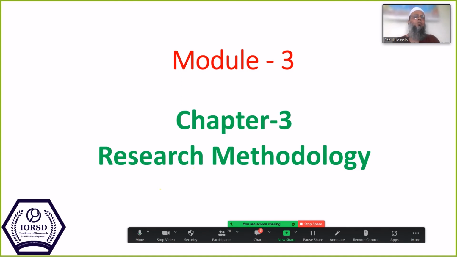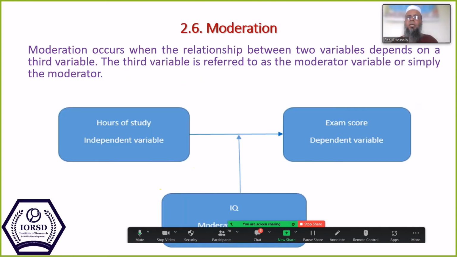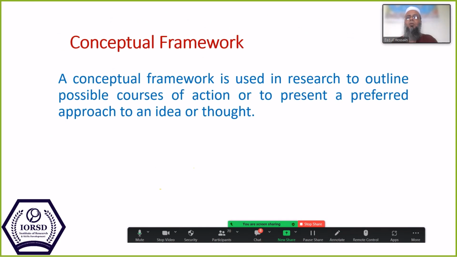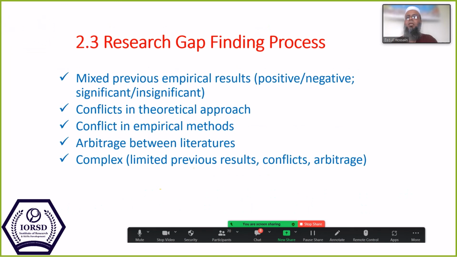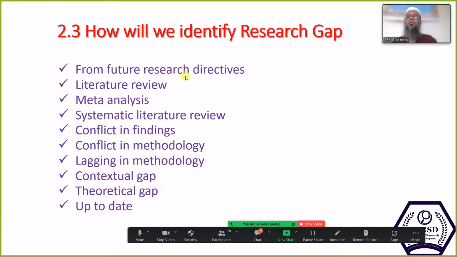Lagging in methodology, inappropriate methodology, or different, as I told you, if you look here, you will get your gaps here. From future research directives, you will get your gaps. If you go for a systematic literature review, you will get the gap. Then if you do a meta-analysis, you will get the gap. Systematic literature review, then conflict in findings, conflict in methodology, lagging in methodology, contextual gap, theoretical gap, and up to date. Here if you do the literature review and summarize those, you will get the gaps, brother.